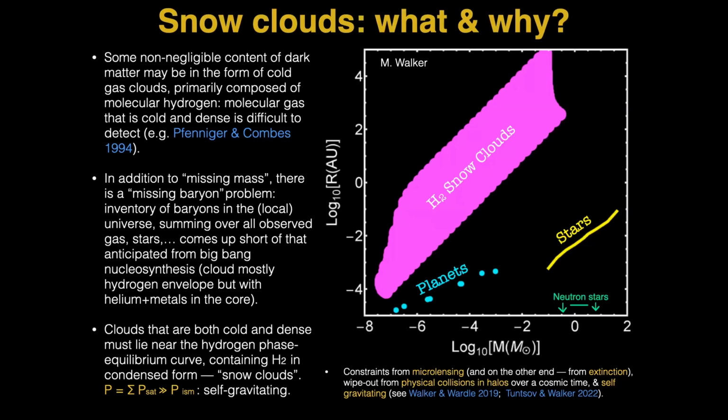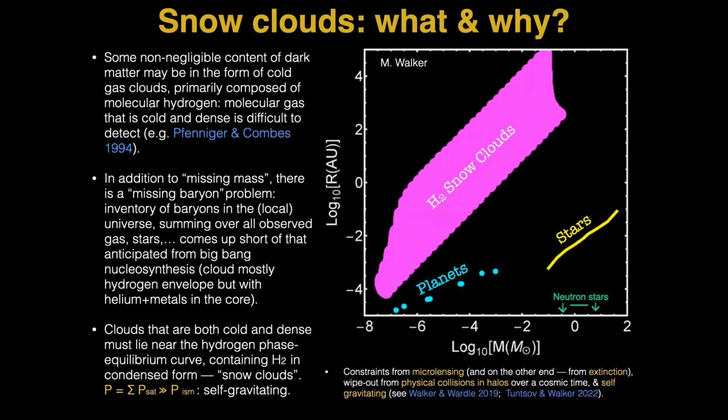And so primarily what these would be composed of is an envelope which consists of molecular hydrogen. This will be in various phases, some of which will be condensed. And so you'll have snowflakes in there, hydrogen snowflakes, and hence snow clouds is the name that we give to these types of objects, hypothetically.